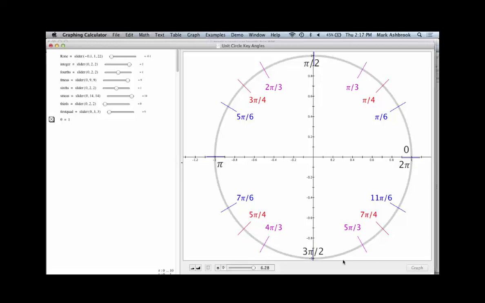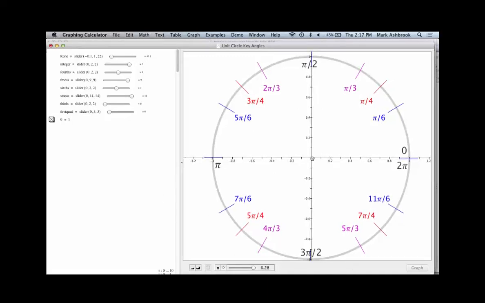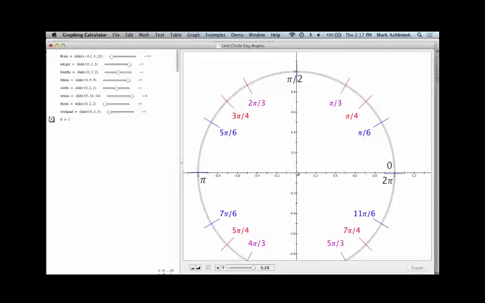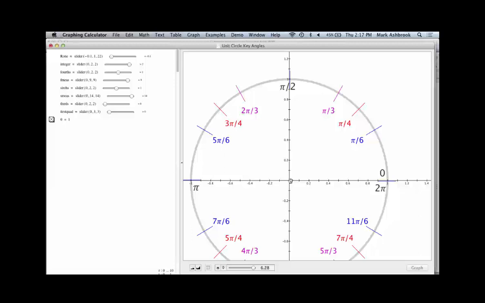There's an infinite number of angles on the circle. Okay, so we want to talk about sine and cosine of some of these key angles. So we're going to stick in the first quadrant here, and we're going to look at pi over 4. So we're going to put our focus on pi over 4.